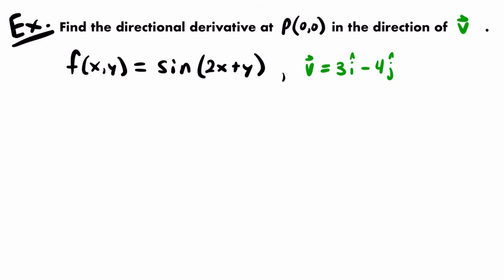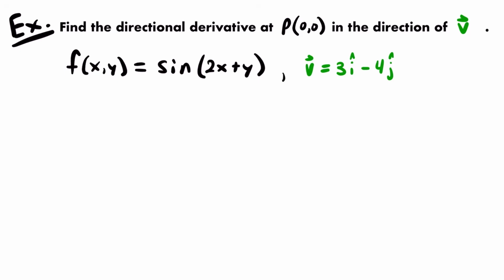Okay, so this time around, we're not given an angle that the vector makes with the x-axis, so our way of finding the directional derivative here will look a little bit different, although it's mostly the same. It'll just differ a little bit in regards to the unit vector. But we'll take a look at that in just a second.